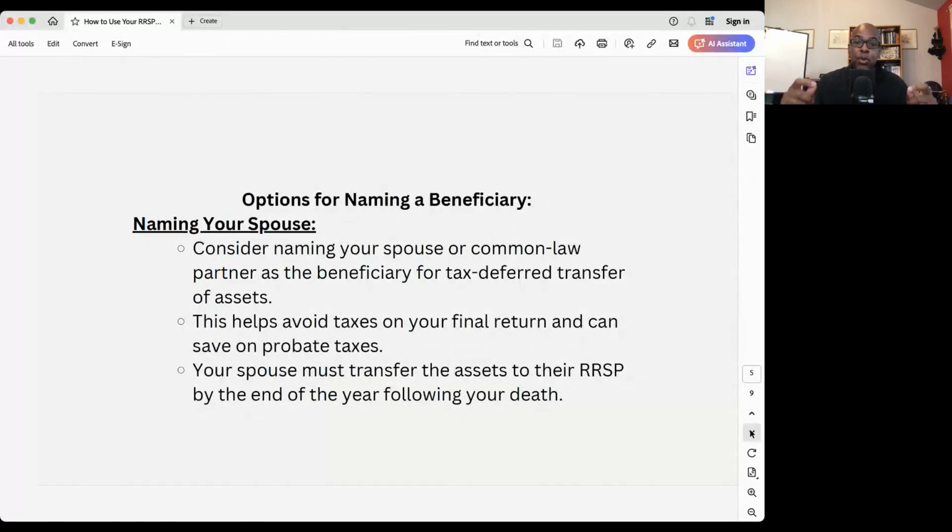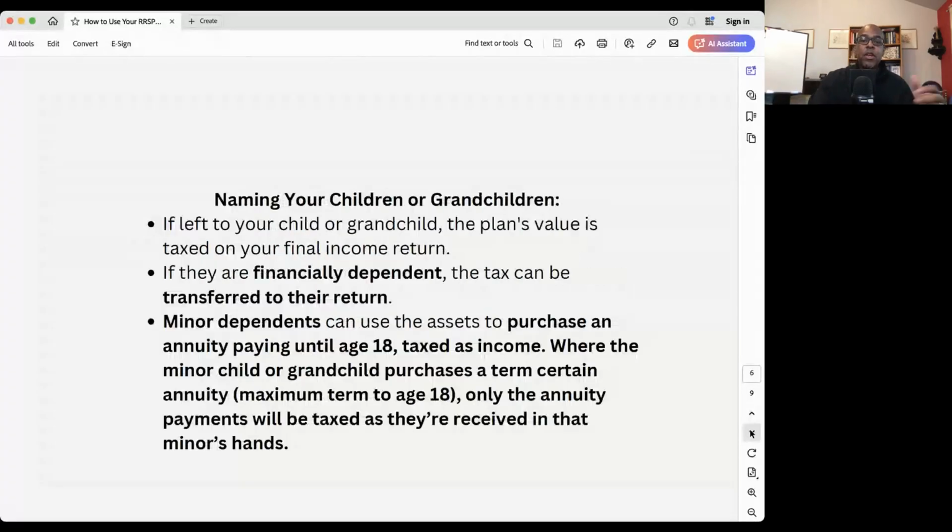Now, again, your spouse must transfer the assets to their RSP by the end of the year following your death, right? What are some other options? Naming your child or your grandchild. Now, this is not as popular, but there may be instances where you want to do that, or you may have no surviving spouse. Well, if you left it to your child or grandchild, the plan's value is taxed on your final income return, right? So you still have to deal with taxes. However, if they're financially dependent, the tax can be transferred to their return.